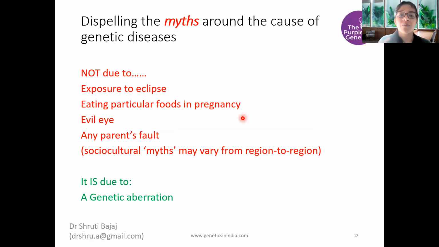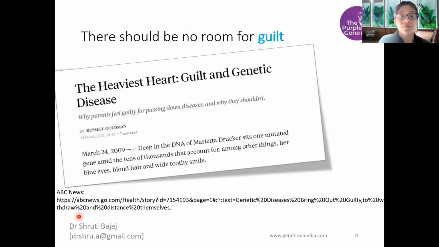As a geneticist and someone offering genetic counseling, it is very important to patiently dispel the myths surrounding the causation of Angelman. You need to continuously reinforce that this is caused due to a genetic aberration, which most often than not has occurred de novo in nature. There are few which are inherited from the maternal lineage. Even these few conditions which are inherited from the mother are not due to any parent's fault or any parent's wrongdoing. And of course, we need to stress that there should be no room for guilt amongst the parents, which is often seen in families having individuals with genetic disorders.